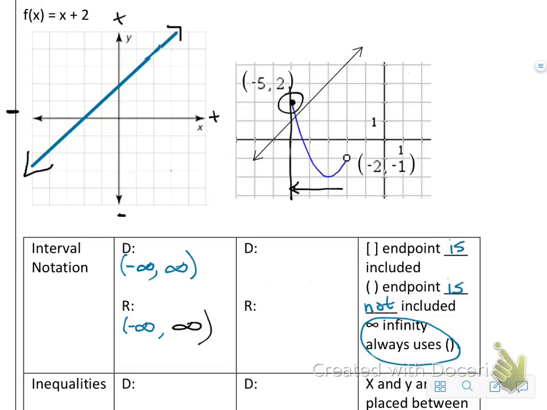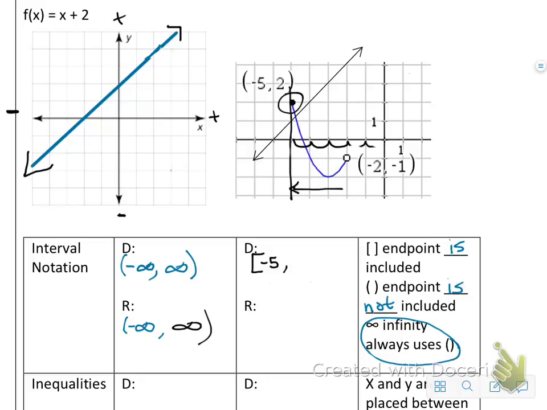That point is actually at -5 because we're talking about x's. 1, 2, 3, 4, 5. So we're starting from negative 5. Now, the question is, is that a bracket or a parentheses? Does it stop? Is it closed? Or does it look like this thing over here and open? Well, that's closed. So we need to put a bracket.